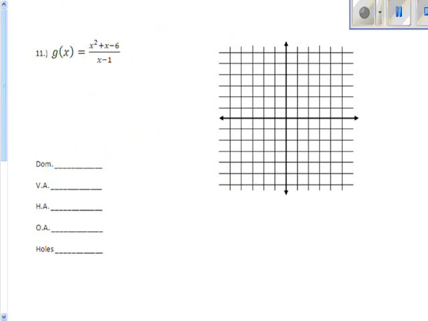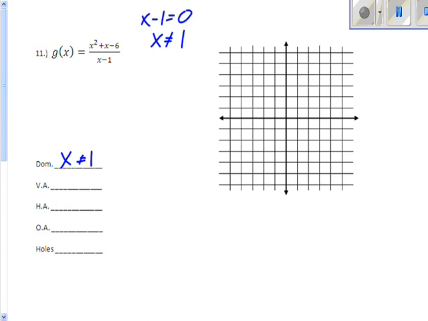If I take a look at this next guy, again, I start off the same way. Every time, it's the same thing. Find the restriction first. I set the denominator equal to 0. And now I solve. I add the 1 to each side, so I find out that x cannot equal 1. All right? So that's my one restriction. That's what I'm going to use for my domain.